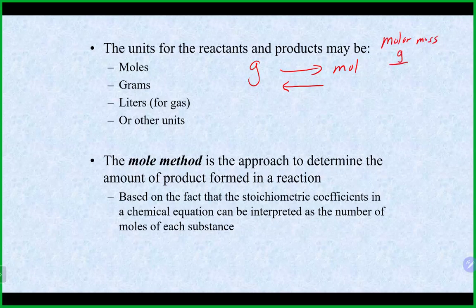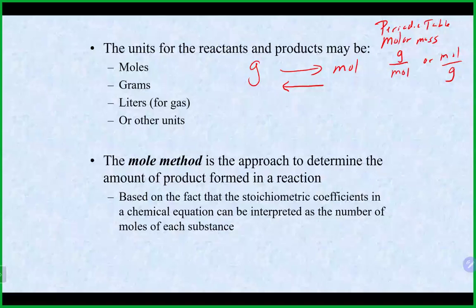And the molar mass from the periodic table is grams per mole. And we could use that as a conversion factor as well. We can flip it around and do dimensional analysis from it. So we use this periodic table molar mass as a very common conversion in stoichiometry problems.